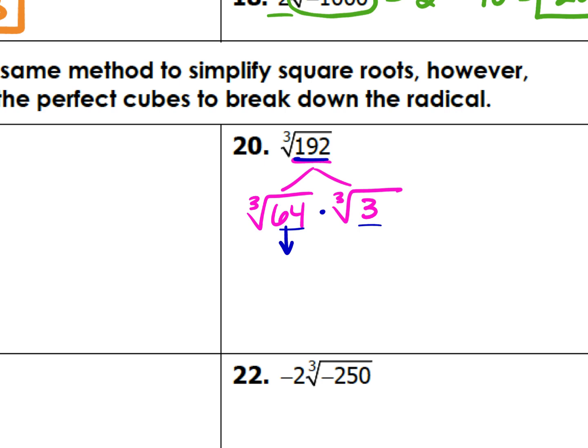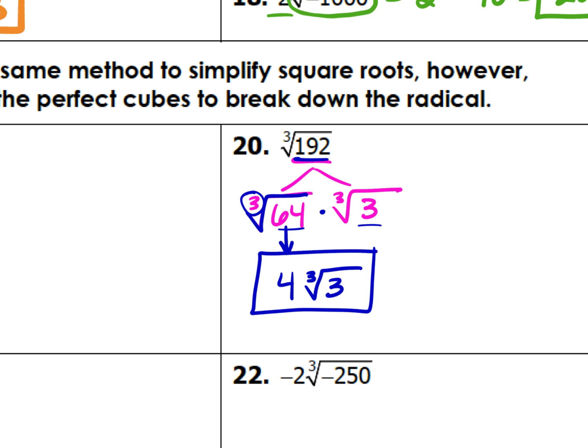4. It is 4. The square root of 64 is 8, right? What times itself twice? This is what times itself 3 times gets you to 64. So 4 times 4 times 4. And again, your calculator will do it for you. Type in the cube root of 64 and your calculator will tell you that's 4. So you get 4 and then the cube root of 3, which we can't break down. So that's your answer. Okay.